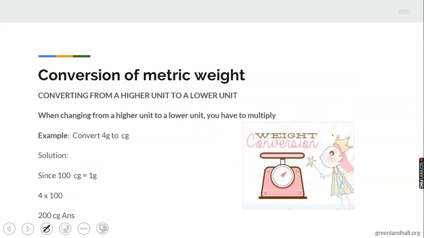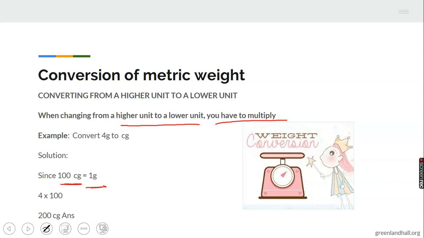Okay, now, how do we convert from a higher unit to a lower unit? If you are changing from a higher unit to a lower unit, you have to multiply. We are going to check the examples together. Convert 4 gram to centigram. You know that 100 centigram is 1 gram, right? So we now want to convert 4 gram to centigram.